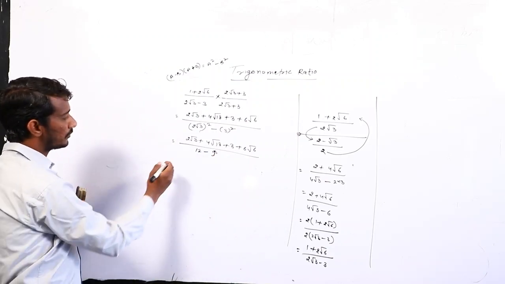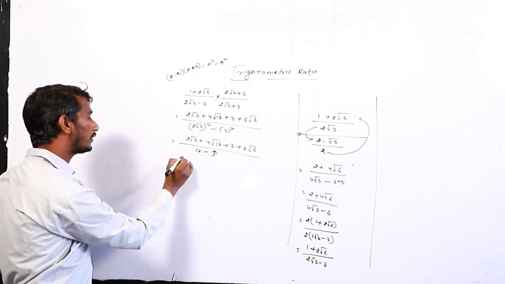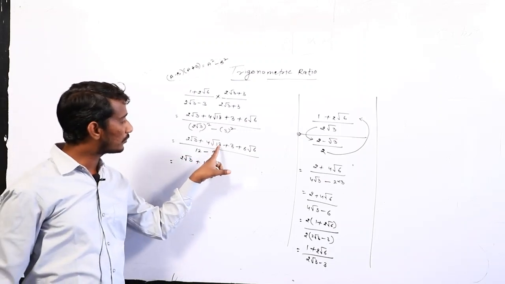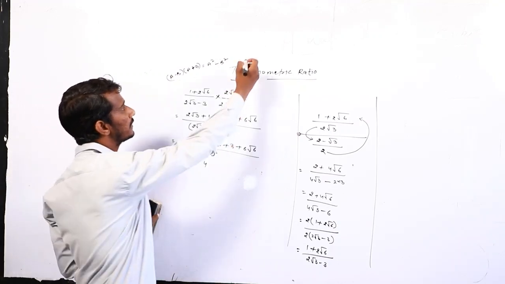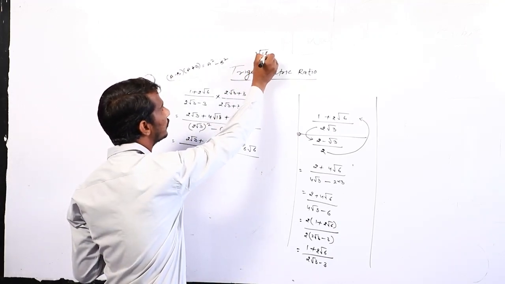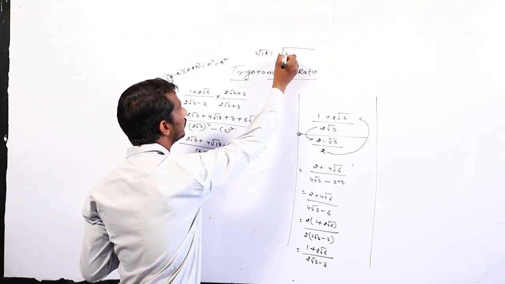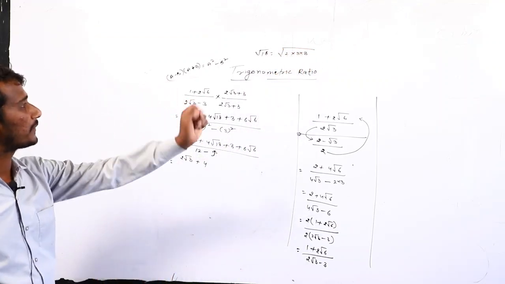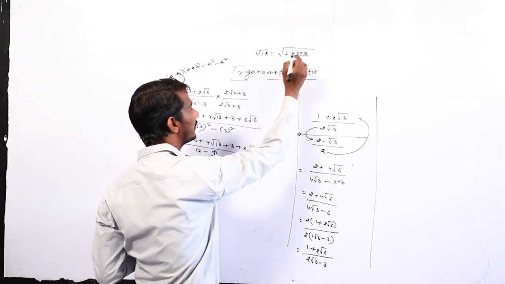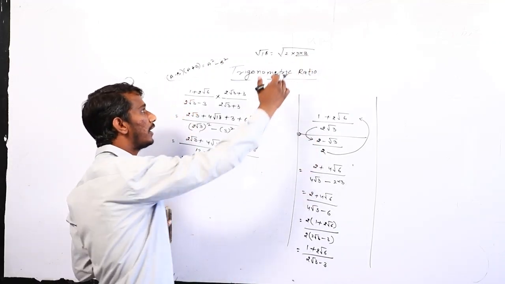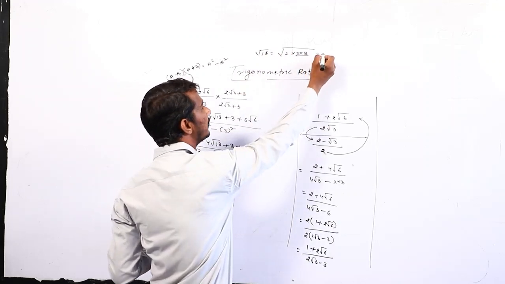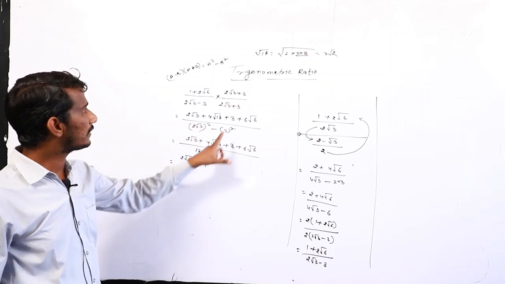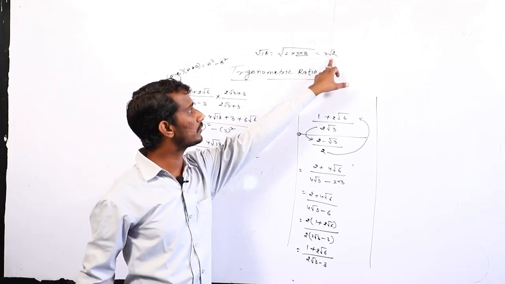And now we want to simplify the term 2 and root 3, 4, just here root 18. So how to simplify root 18? Root 18 means 3 into 3. 3 threes are 9, 9 twos are 18. So make the pair and take one number outside from the square root sign. So it becomes 3 root 2. So easily we can write root 18 in the form of 3 root 2.